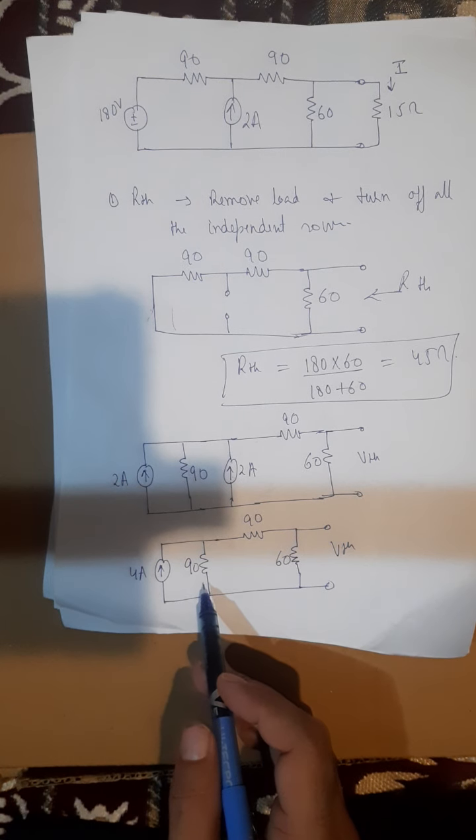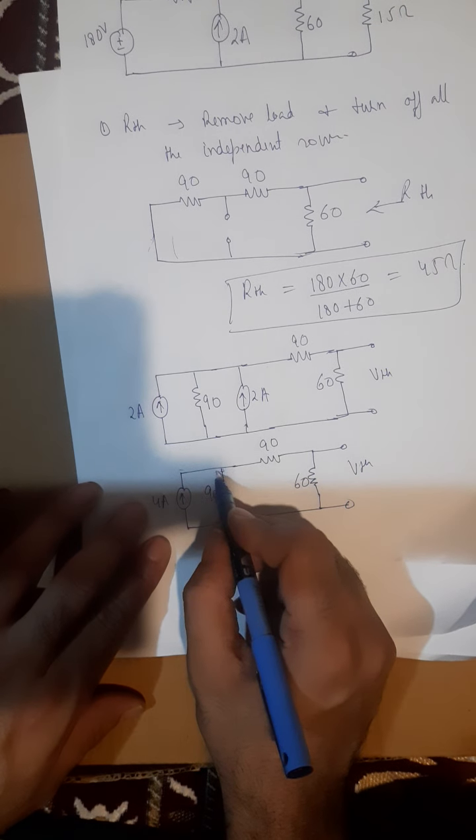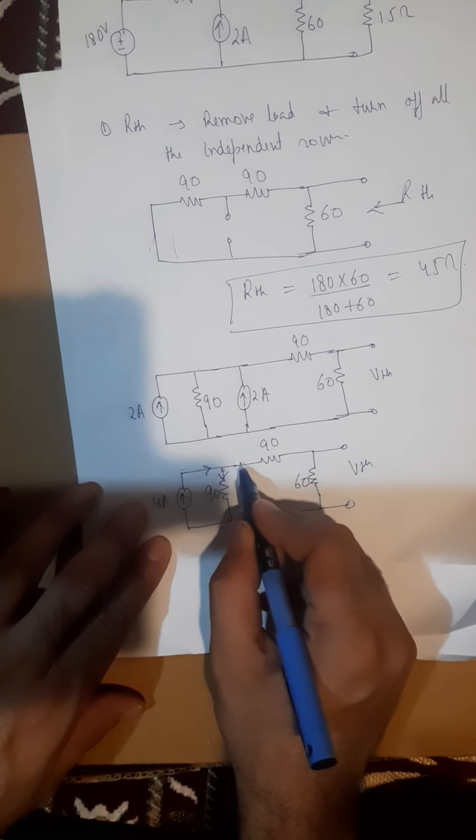Can you solve it now? Can you solve VTH? It is easy to solve now. I will draw it here. Now if you can see, this is a current source. Here the current gets divided. One current goes here, another current goes here.